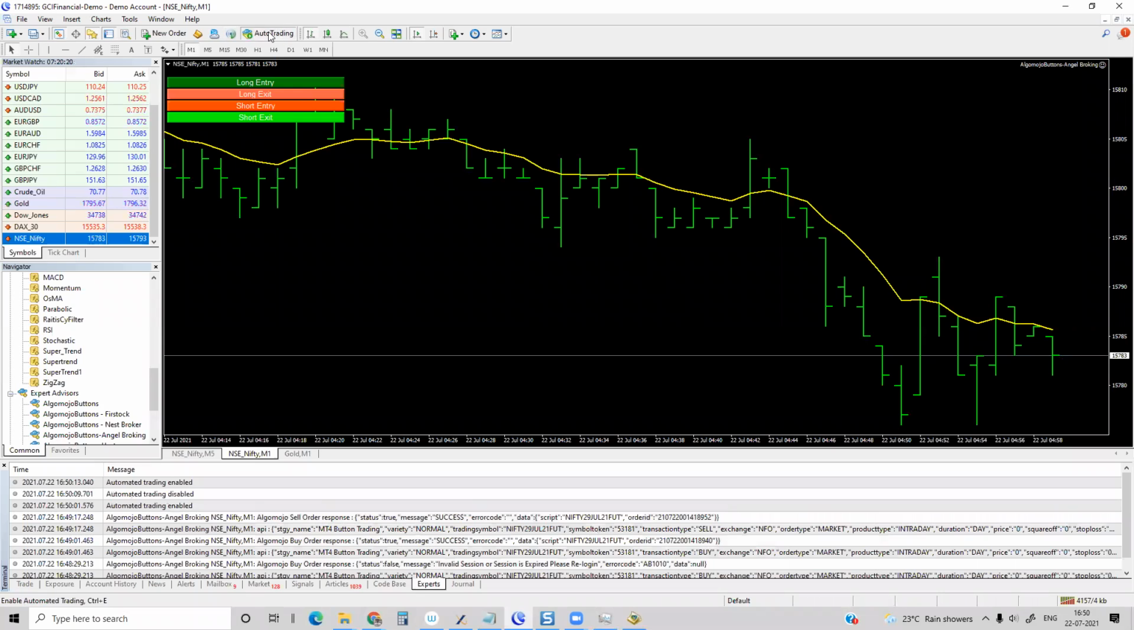This is for expert advisors. In our case, it does not require it. If you see that this Algomojo smiley is on, that means algo trading is always on in this case.